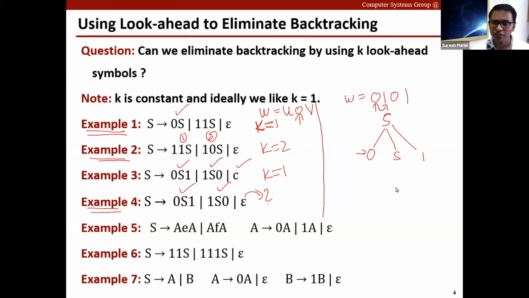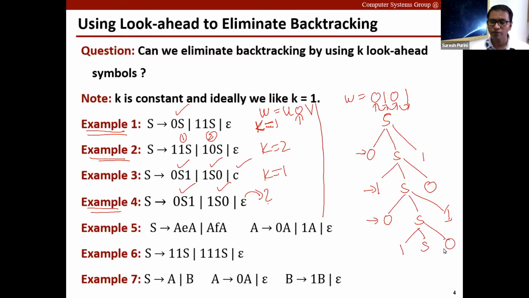The next input symbol is 1. So you want to use the substitution rule 1 S 0. Now this 1 matches the current input symbol, so you advance the input pointer here. The current input symbol is 0, so you want to use the substitution rule 0 S 1. And then this 0 matches this 0, so you advance the pointer to the next input symbol. The next input symbol is 1, so you want to use this production 1 S 0.